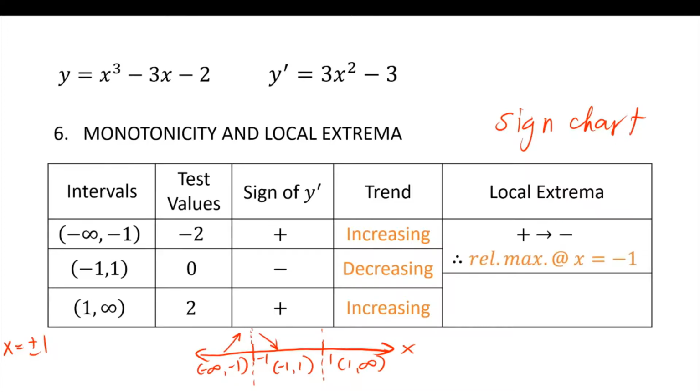Okay, and then for the next two intervals, again, the middle region, the graph is decreasing, and then for the rightmost region, the graph is increasing. Therefore, at x equal to 1, the graph has a relative minimum.